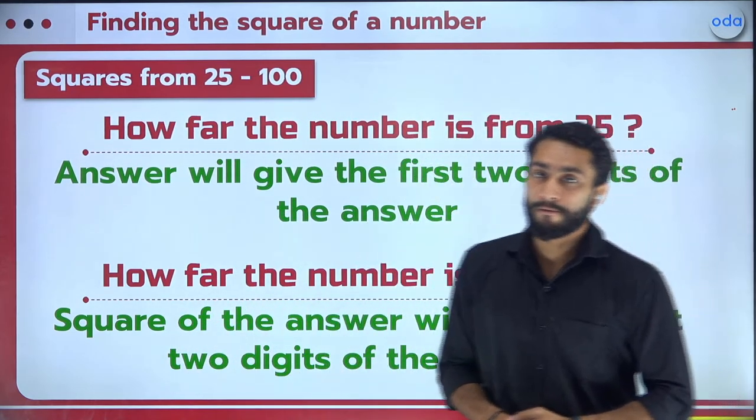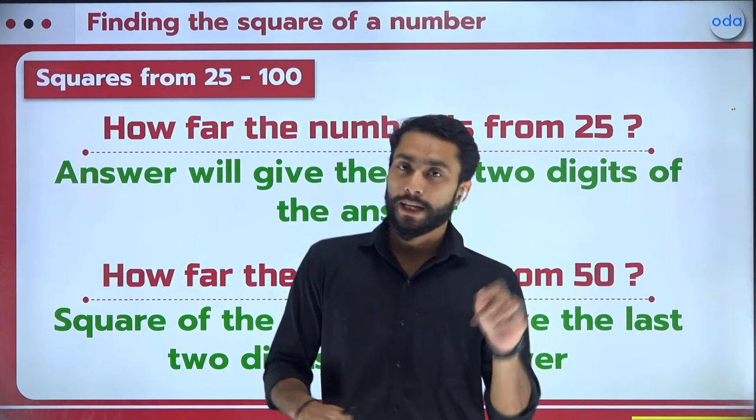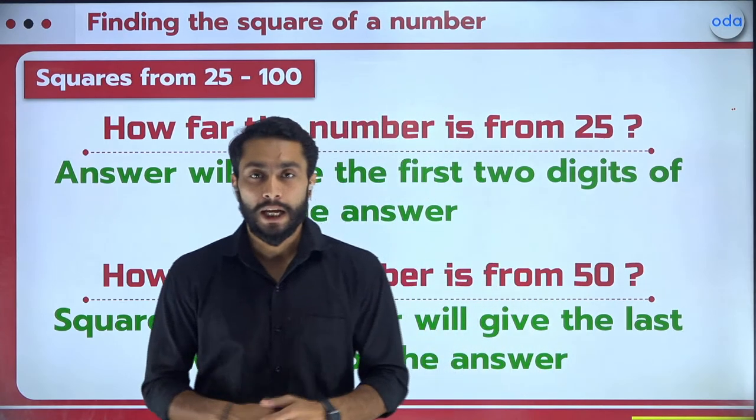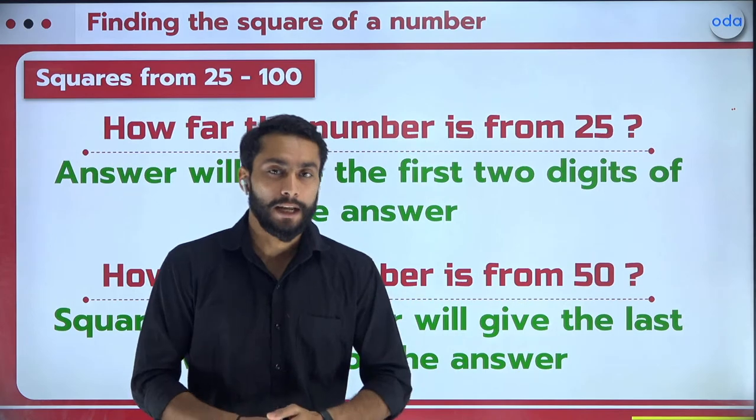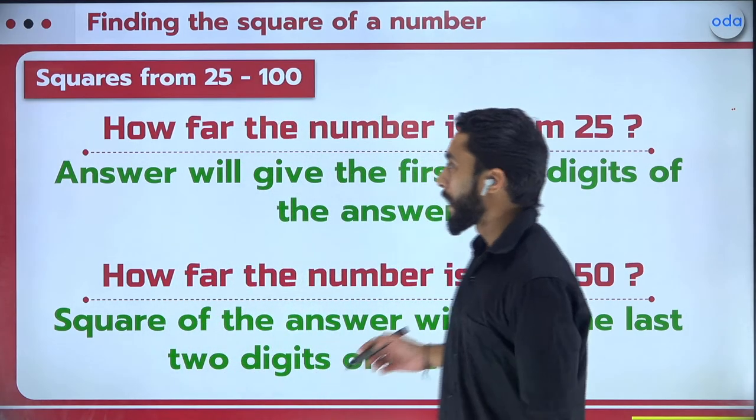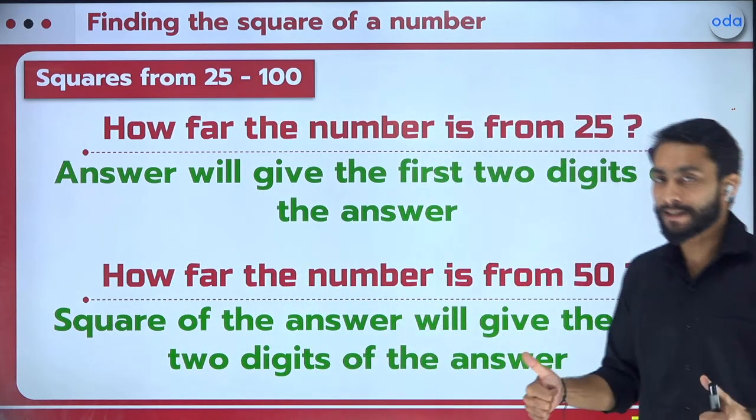How far is that number from 25? That gives you the first 2 digits. And how far is that number from 50? You square that number, and that gives you the last 2 digits. All right. Let's have a look at an example so that we understand it better.